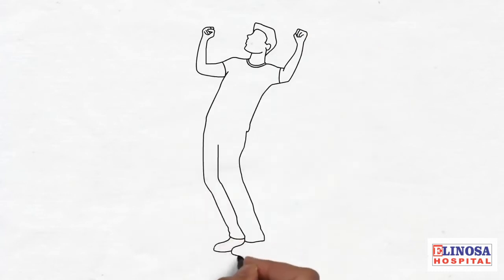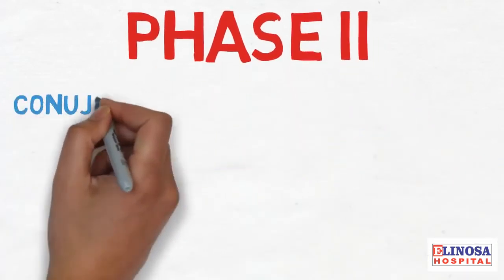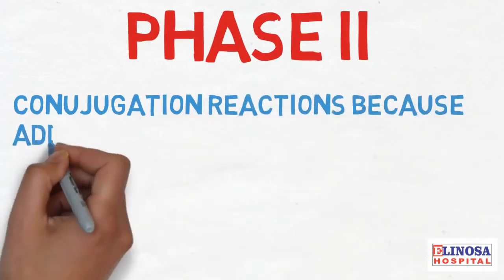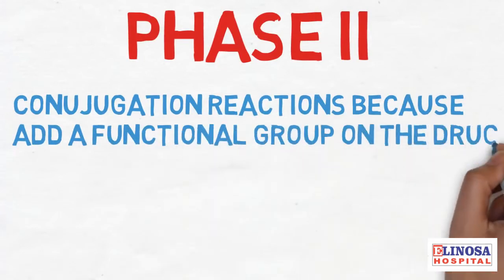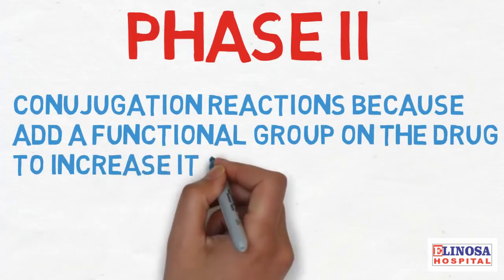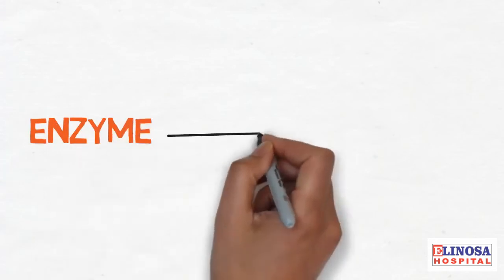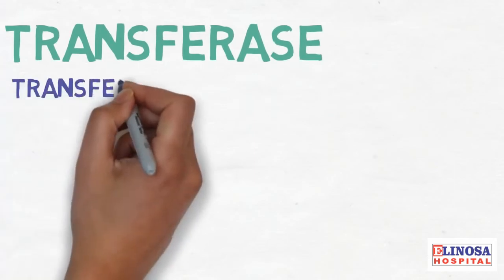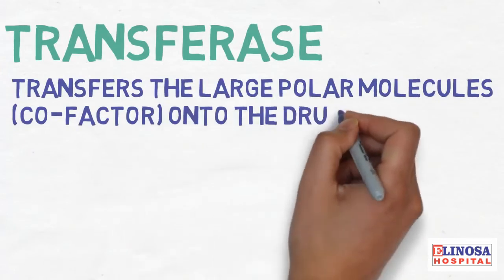Now that we have an idea about phase 1 metabolism reactions, we can start explaining the phase 2 reactions. Phase 2 reactions are commonly called conjugation reactions, owing to the fact that they add a functional group on the drug for the purpose of increasing its polarity. The conjugation process requires an enzyme, generally termed as transferase, that transfers the large polar molecule, called a cofactor, onto the drug.